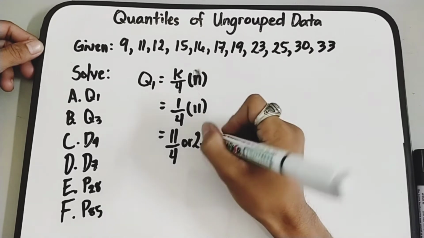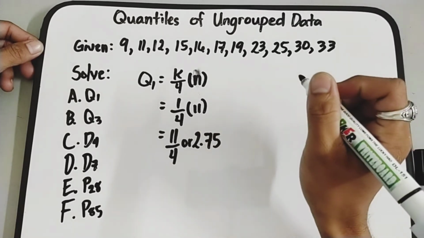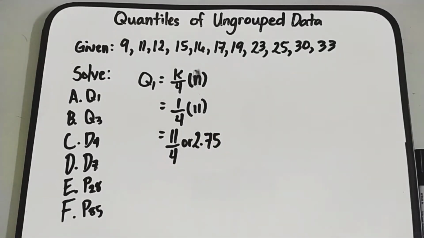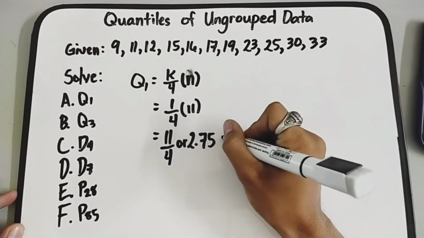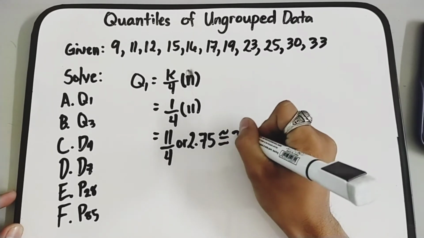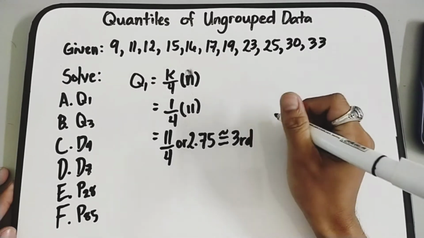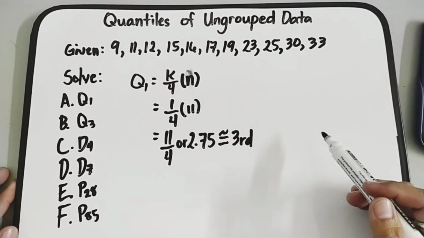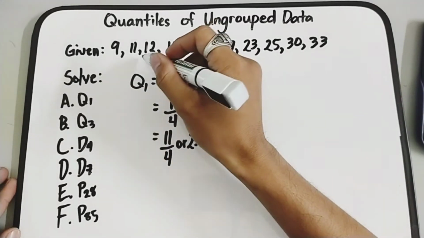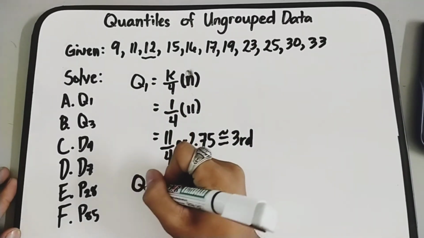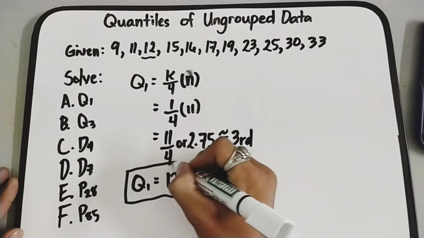The answer is 2.75. So, 2.75 is rounded up to 3, which means yung quartile 1 natin is yung pang-third score. Alin ba dito sa ating given data yung pang-third score? If we are going to count, this is the first, second, and third. Therefore, yung quartile 1 natin or yung Q1 is equals to 12. Ito yung ating quartile 1.